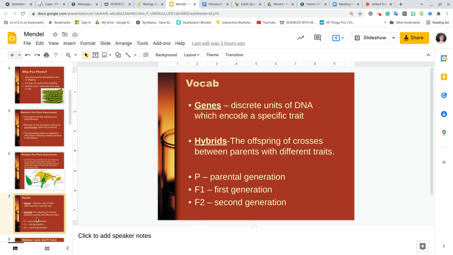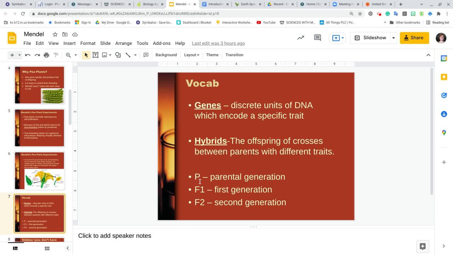Reminder, a gene is a discrete unit of DNA which will encode a specific trait. We talked about traits yesterday. Those are the characteristics that we are going to talk about, whether it be the yellow pea, the wrinkled pea, the tall plant, the short plant, whatever. Those are my traits. A hybrid is when we cross things of different traits, versus a purebred, meaning they are homozygous for whichever trait. Talked about homozygous yesterday as well.